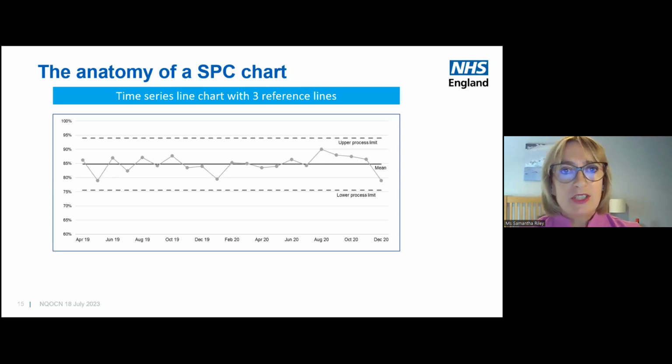So the anatomy of a chart: we've got the data plotted in the middle of the chart, like we've seen in the examples that I've shown you already. And then we have 3 lines on the chart. We've got the mean line, and we've got these dotted lines that are called process limits.